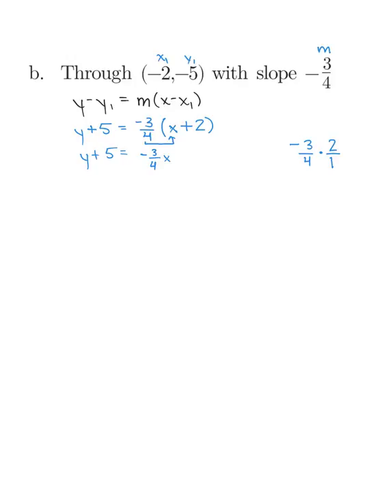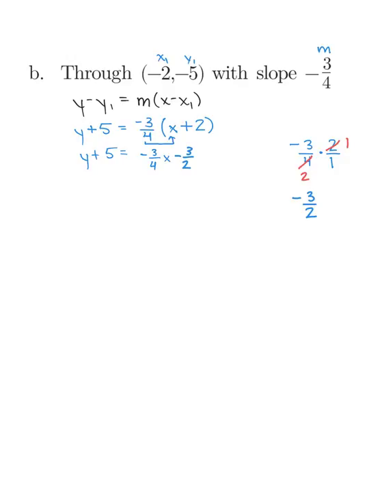I prefer to cancel first, so I note that 4 and 2 are both divisible by 2. So if we divide both of these by 2, I get 4 divided by 2 is 2, and 2 divided by 2 is 1. If I go ahead and multiply straight across, I get -3 over 2. Now I'm going to go ahead and bring that back into my equation.